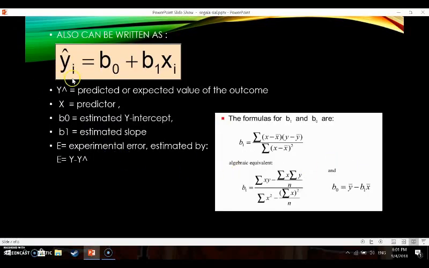The simple linear regression model can also be written as y cap i equals beta naught plus beta 1 xi. Y cap is the predicted or expected value of the outcome. X is the predictor. Beta naught is the estimated y-intercept. Beta 1 is the estimated slope. And e is the experimental error, estimated by e equals y minus y cap. The image in the slide shows the formulas for the estimated slope and the estimated y-intercept.